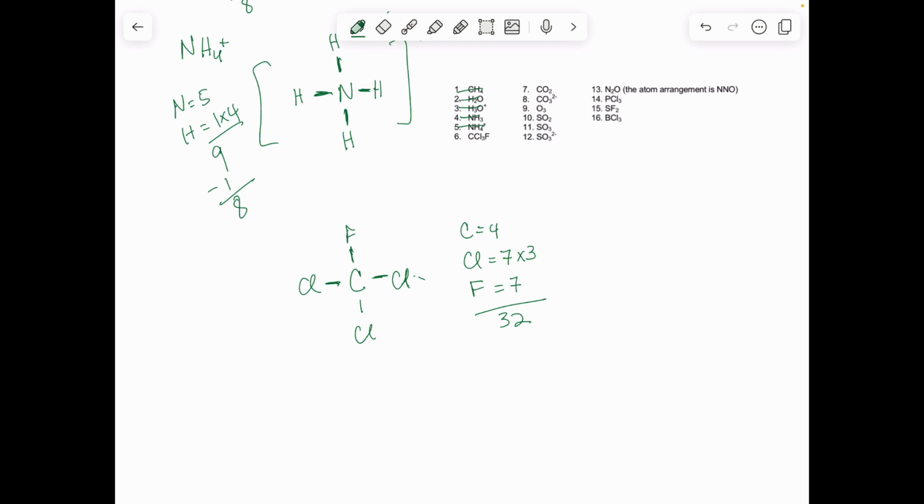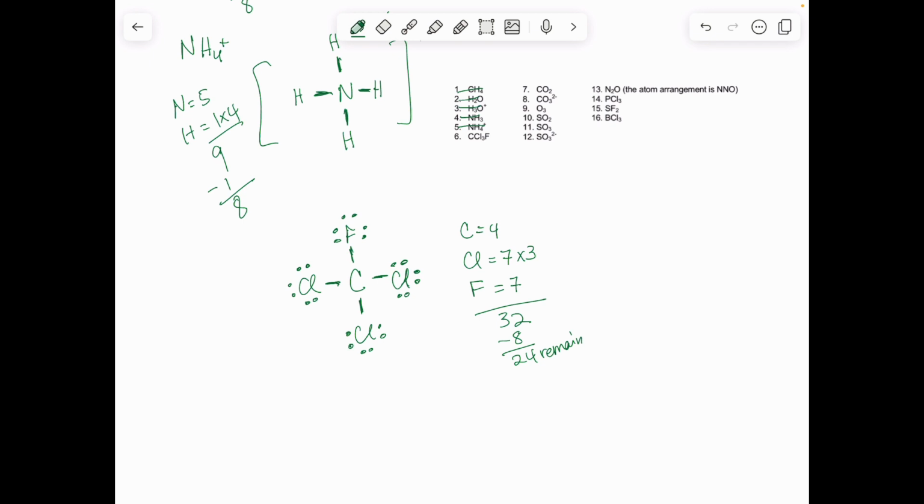2, 4, 6, 8 have already been added. And so I have 24 remaining electrons to add. I'm going to start with the outside, adding them in lone pairs. 2, 4, 6, 8, 10, 12, 14, 16, 18, 20, 22, 24. Let me clean that one up a little bit. So that's the Lewis structure for CCl3F.